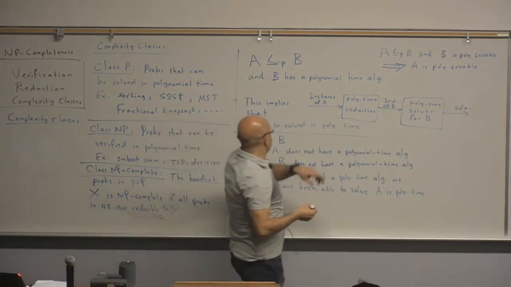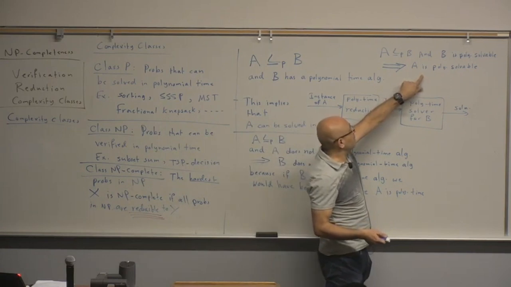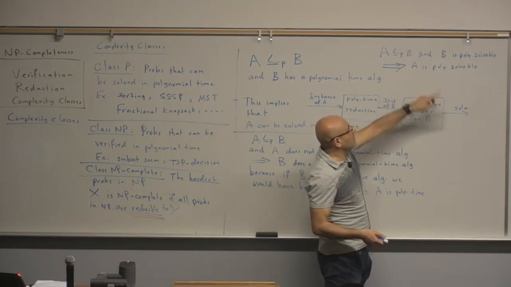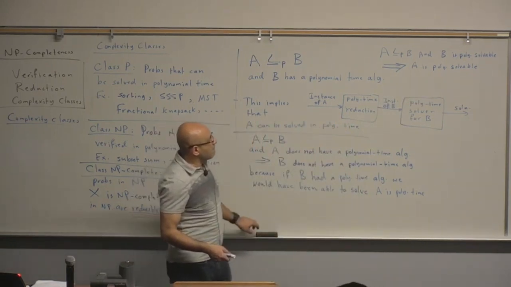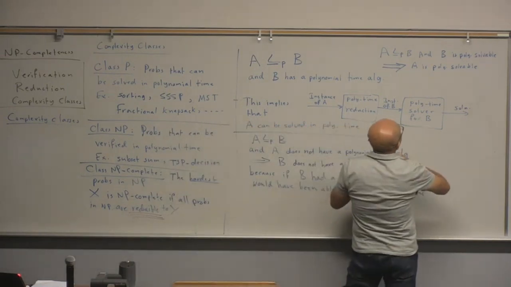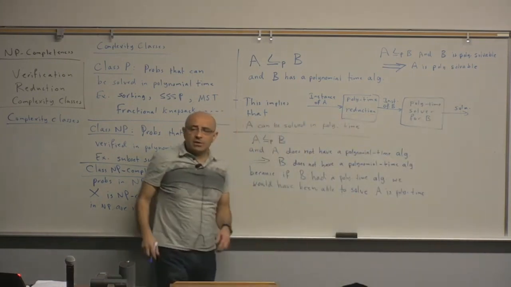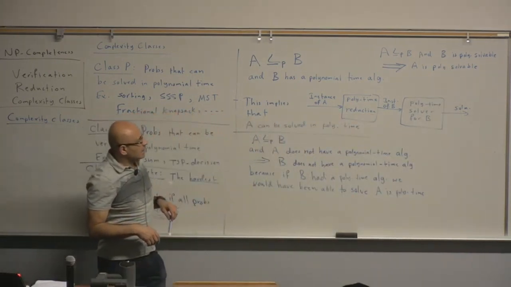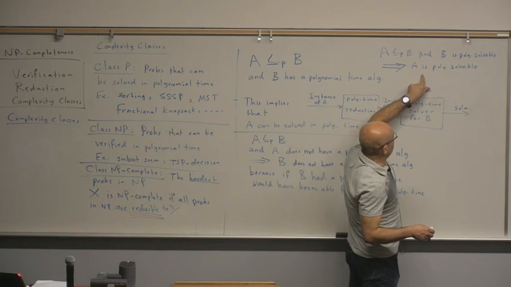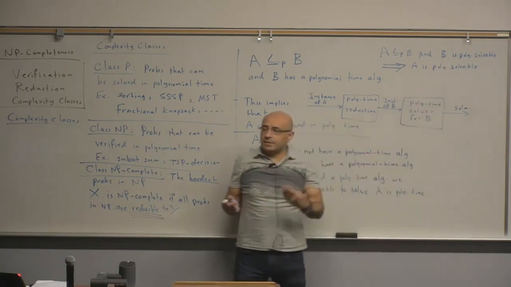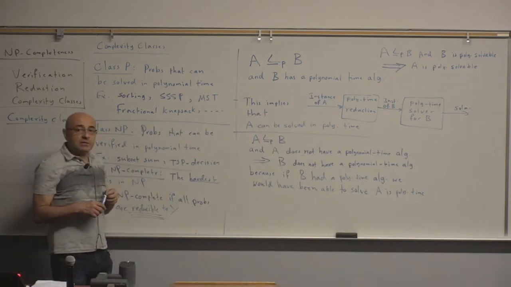Now, if you negate this, if A is not polynomially solvable, logically this implies that B is not polynomially solvable. So this is the contrapositive of this. The polynomial solvability of B implies the polynomial solvability of A. The contrapositive is: if A is not polynomially solvable, then B is not polynomially solvable. So does anyone have any doubts about this?